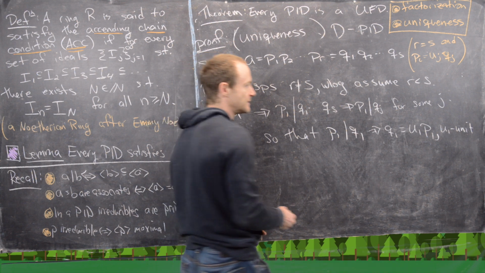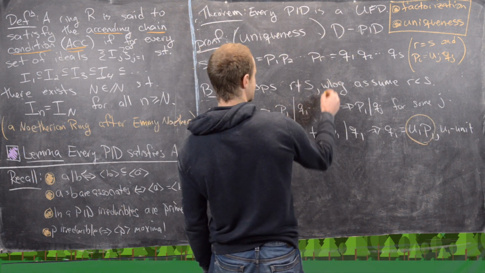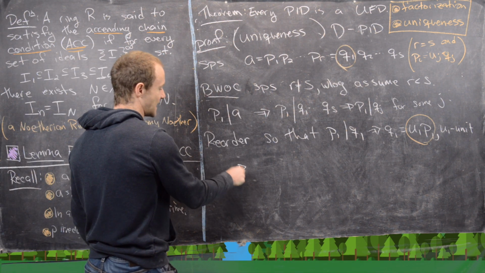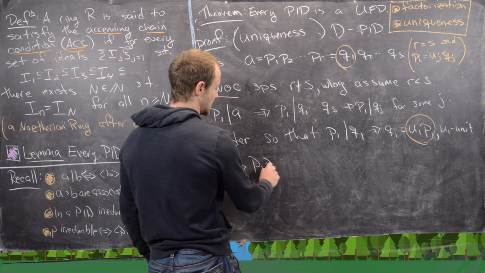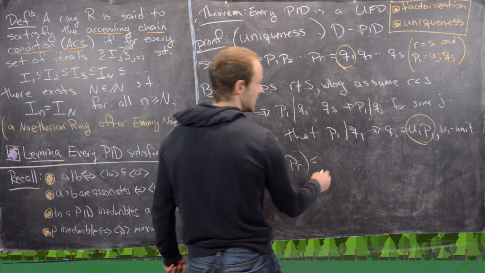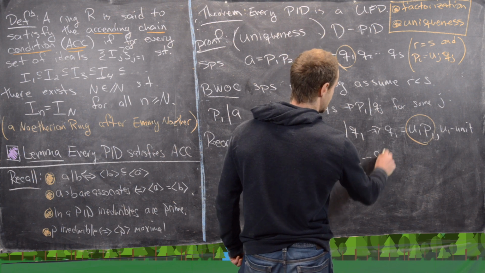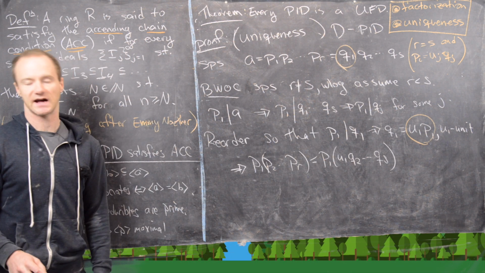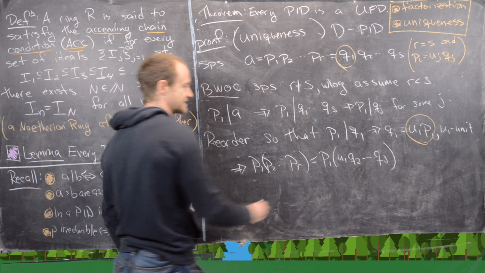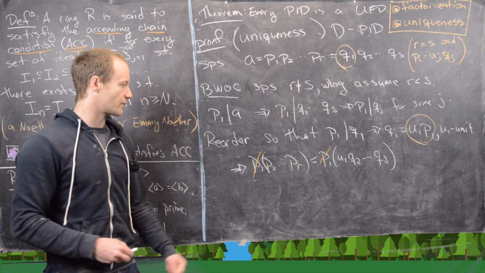So now we'll take this version of Q1 and insert it up here into this equation. Let's see what we get when we do that. That's going to give us P1 times P2 all the way up to PR equals P1 times U1 Q2 all the way up to QS. So I've reordered the right-hand side a little bit. But now, inside integral domains, we have cancellation rules. So that means we can cancel these P1s and then continue on with the process.